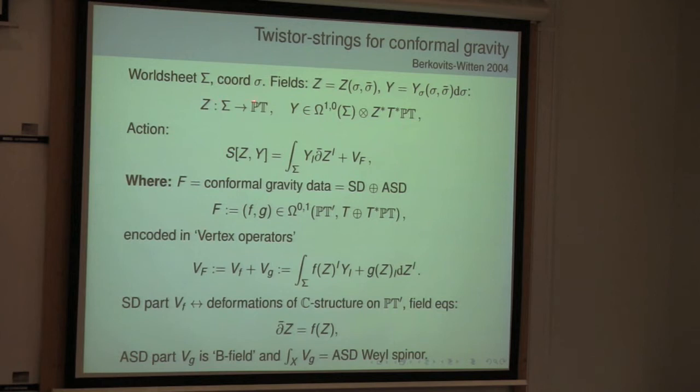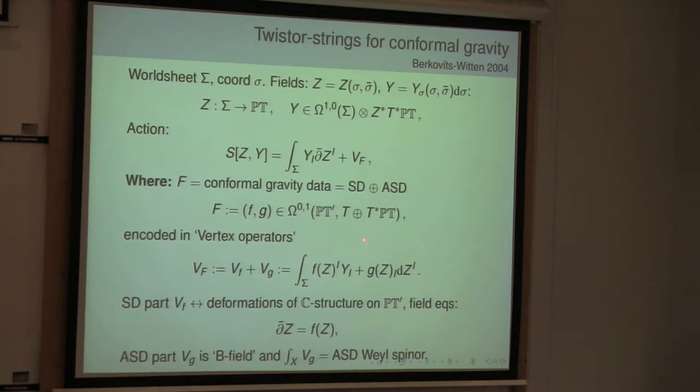So Z is the map from the Riemann surface to twistor space, and Y is a section of the pullback of the cotangent bundle of twistor space, and you can write down this Lagrange multiplier action for the condition that Z is going to be holomorphic. So you write down Y D bar Z, you discover that D bar Z must vanish, and Z is therefore holomorphic. Y is a one form, but that ends up having to vanish because there are no one forms on CP1 that are holomorphic.